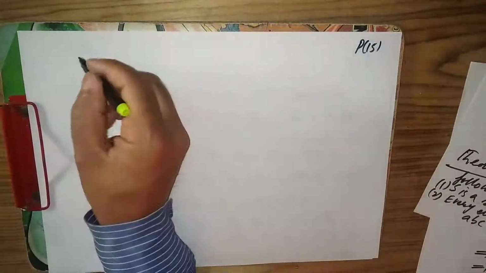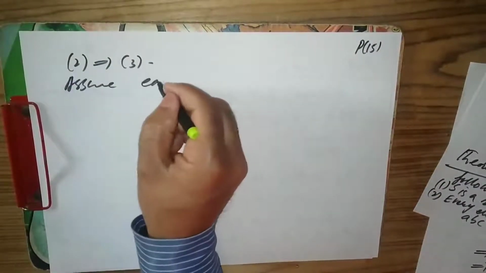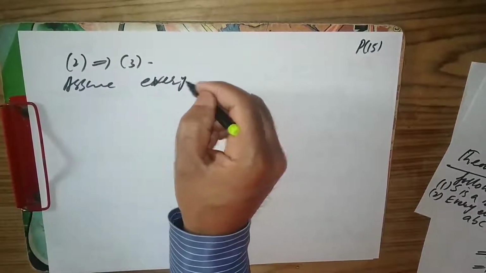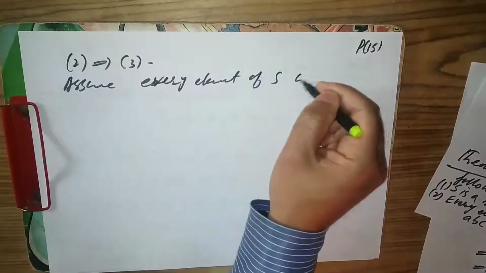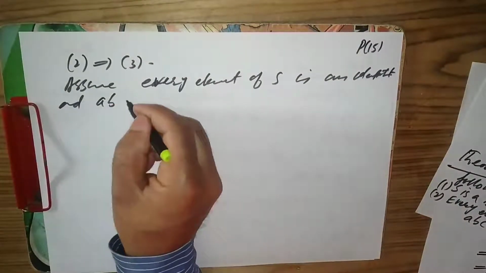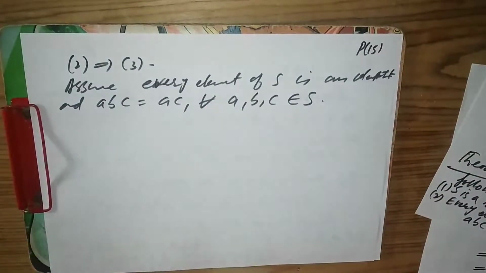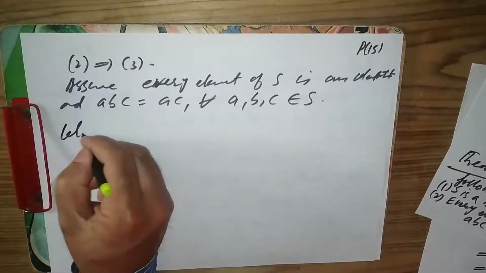Now we prove second implies third. Second implies third. So assume every element of S is an idempotent, and ABC is equal to AC for all A, B, C belonging to S. Suppose this is true, and we show that S is isomorphic to a left 0 semigroup times a right 0 semigroup. So let's fix some element C of S. So let C belong to S.